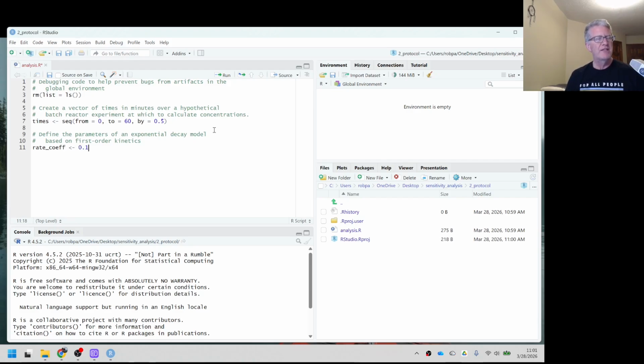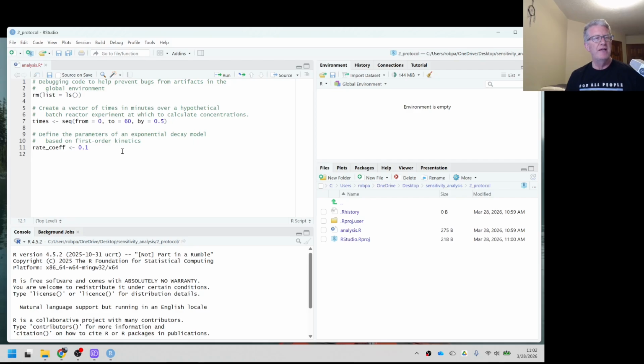And you can think about this in terms of a fraction of the reactant that is disappearing per unit time. So in this case, the dimensions of the rate coefficient is going to be per time. And because we're thinking of time in minutes, that means it's going to be per minute in terms of units. And this is a fraction of the reactant that's disappearing per minute. So we're going to lose 10% of the reactant per minute compounded continuously in this particular model. So that's our rate coefficient.